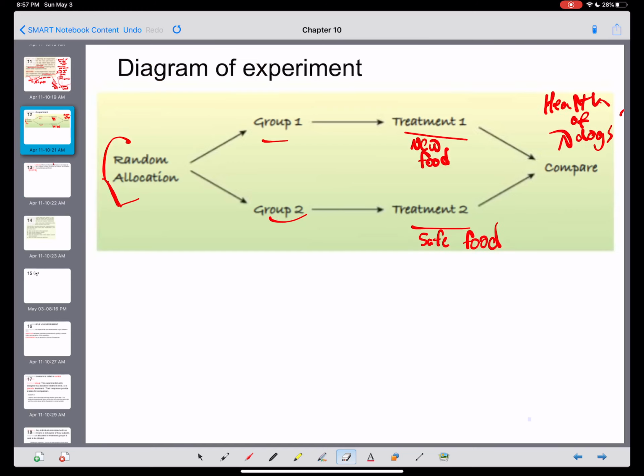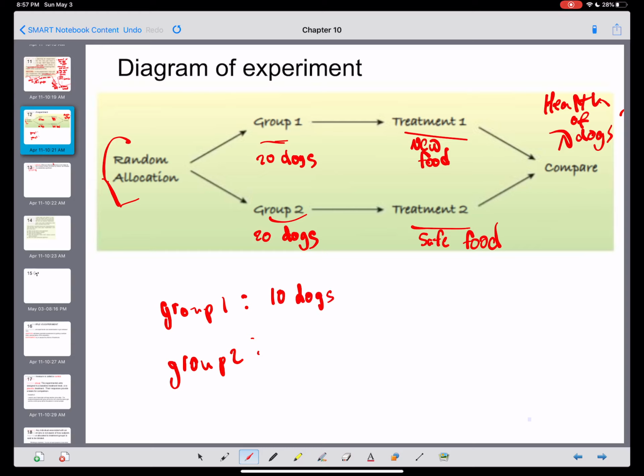Running back to this dog experiment, the safe food and the new food, let's say we tested 20 dogs here, 20 dogs here, and you found out, comparing group 1 versus group 2, let's say hypothetically in group 1, 10 dogs were unhealthy, whatever that means. But in group 2, 3 dogs were unhealthy.